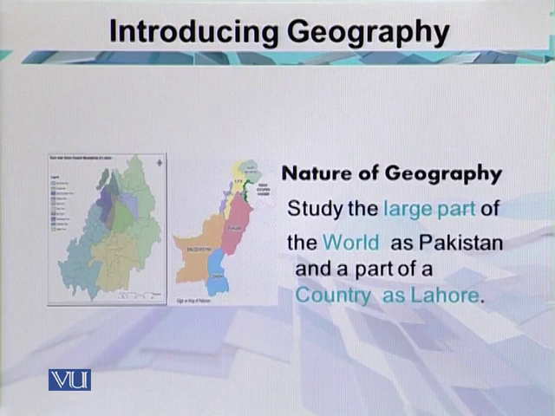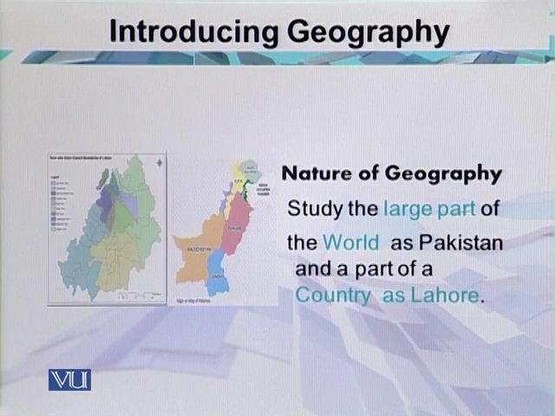Here we have the study of a large part of the world such as Pakistan, and a part of the country such as Lahore. Now when you are discussing Pakistan as a whole, we have the example of the trade of Pakistan. Pakistan has trading partners, import commodities and export commodities, and the hinterland of Pakistan controls the trade of the country. So Pakistan is an agricultural economy, an economy controlled by agriculture.